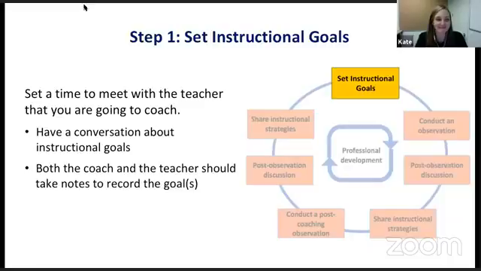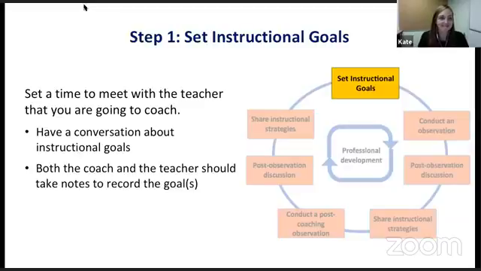Not at all. So just so that you know what you're going to be seeing as we move through the coaching cycle, we will tell you about one of the steps in the cycle, and then we will model that step in the cycle through a role play. So that is yet to come.